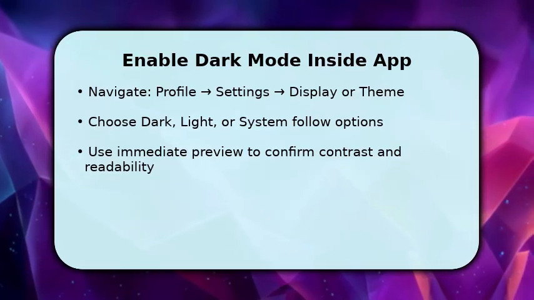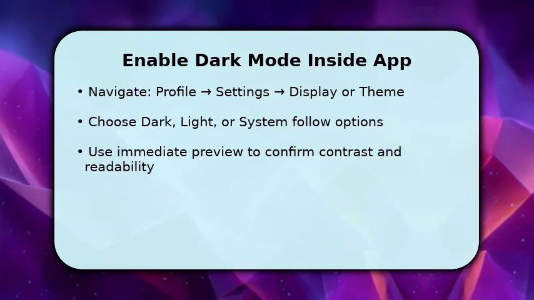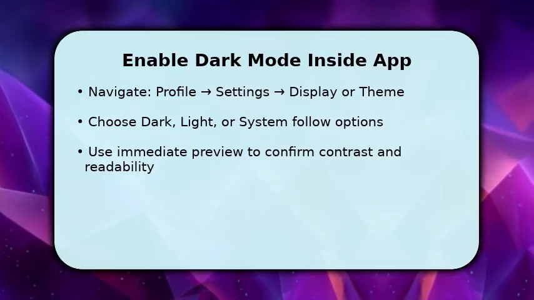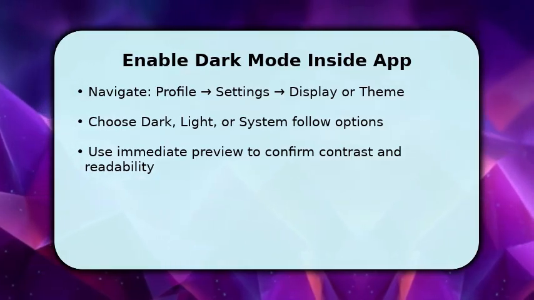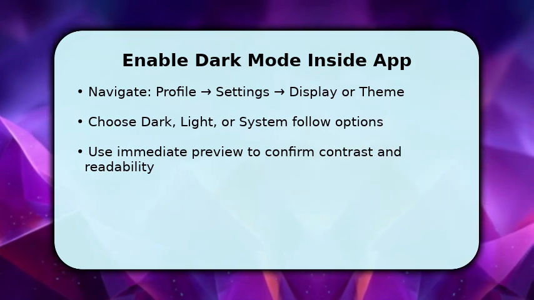Make sure to preview screens like Home and Payments so icons and text remain legible. If text looks small, adjust in accessibility. Once you select Dark, Phonepe applies the change instantly, no restart required, so check a payment screen to verify contrast.